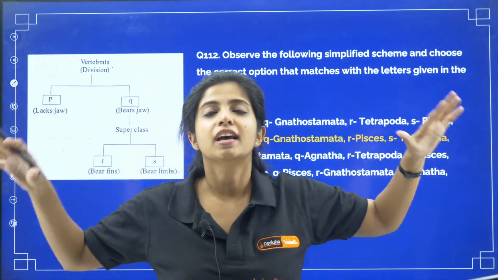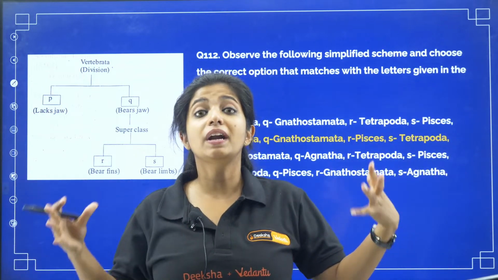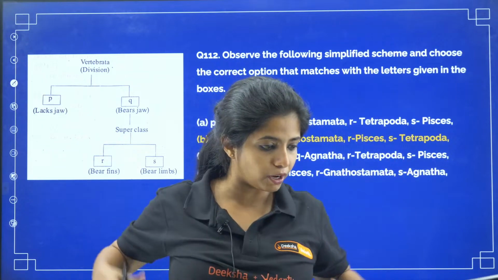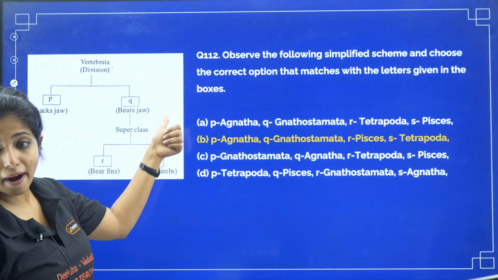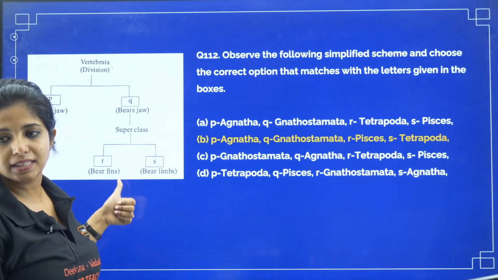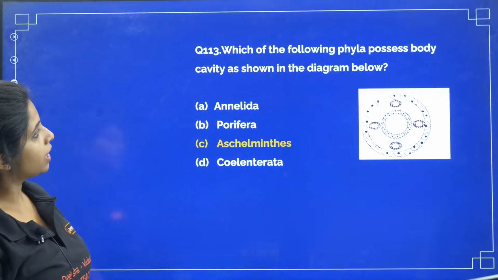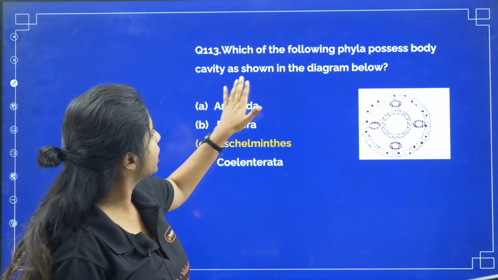Under Gnathostomata you have something that bears fins, something that bears limbs. Fins are found in fishes and limbs are found in tetrapods. We have four podiums, right? So these are tetrapods. So first is Agnatha, this is Gnathostomata. Under Gnathostomata you have Pisces and Tetrapoda.